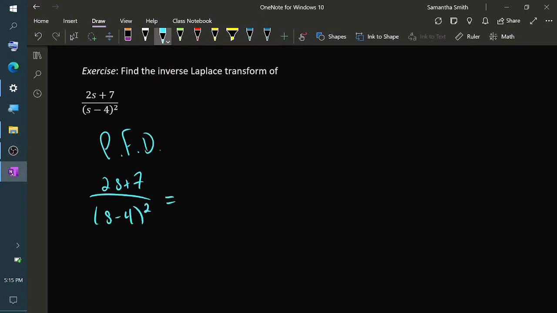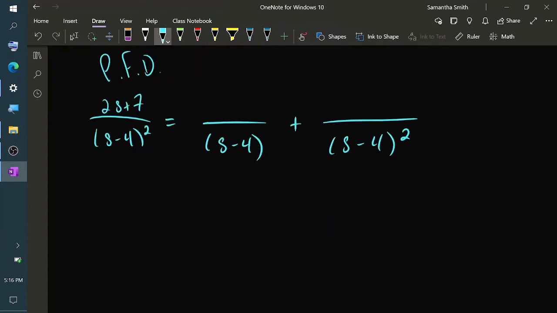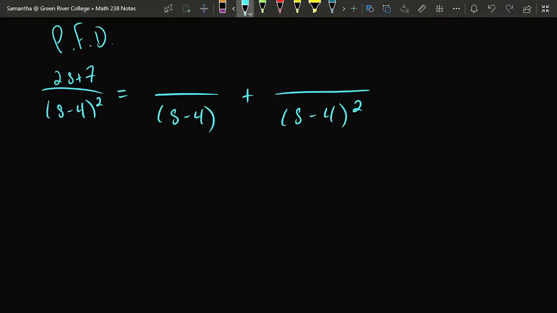And when you have a linear factor like s minus 4, which is repeated, which has a multiplicity of 2, you need to break the function down into two terms, one with an s minus 4 to the first power, one with an s minus 4 to the second power. Since the denominator is basically linear, we can guess a constant for the numerator. So I'll guess numerators of the form a and b.